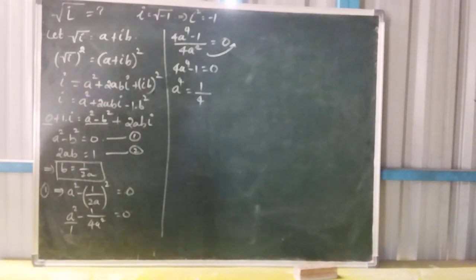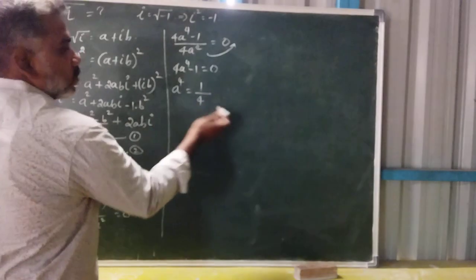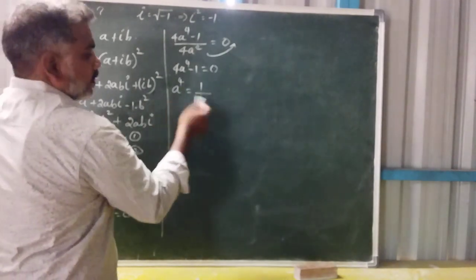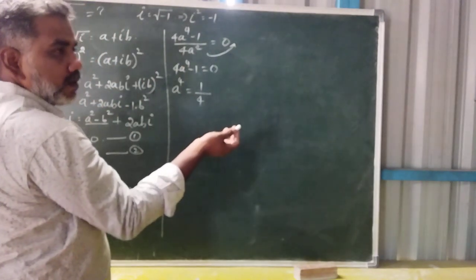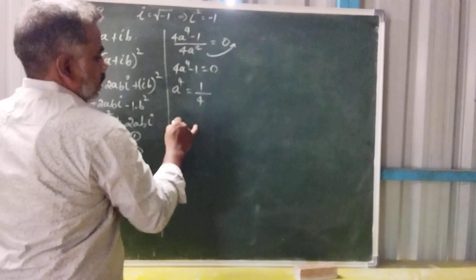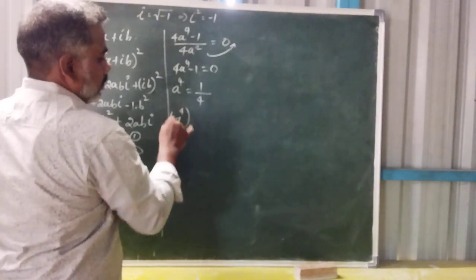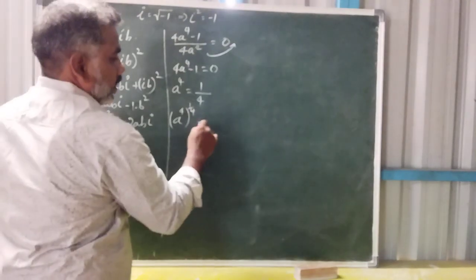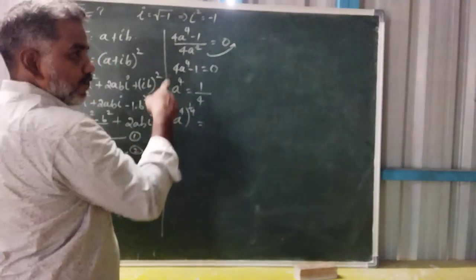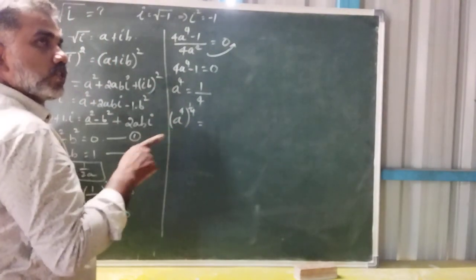So similarly, now a power 4, from the 4 we want a, so we have to take the fourth root on both sides. That means you just multiply the power by 1 by 4. So that is a power 4 power 1 by 4. This is called the fourth root, equals to. When you are taking the fourth root, that means we are converting into the square root, right?